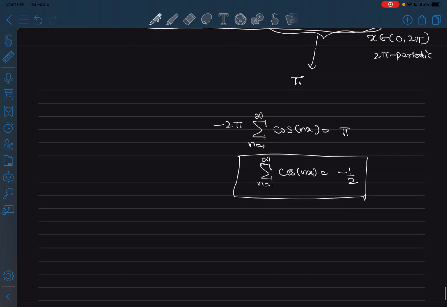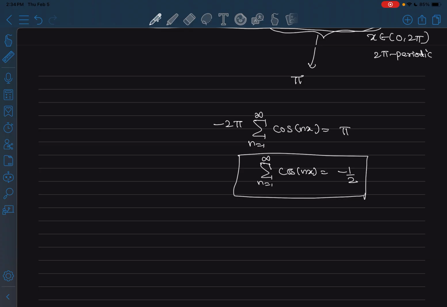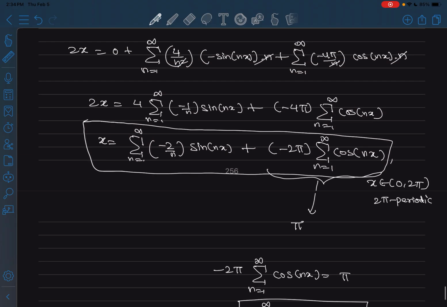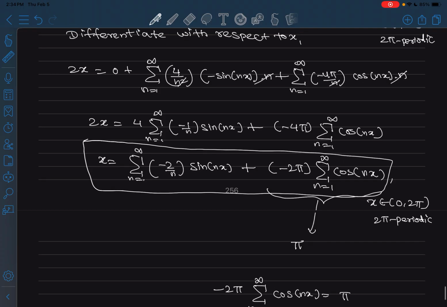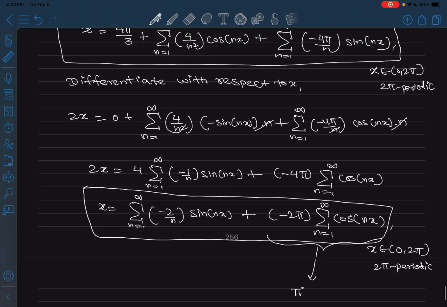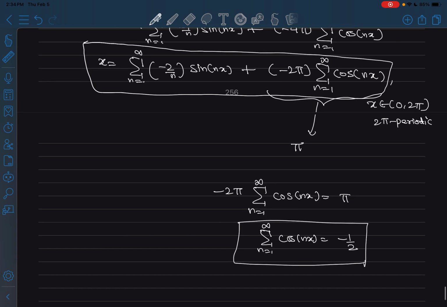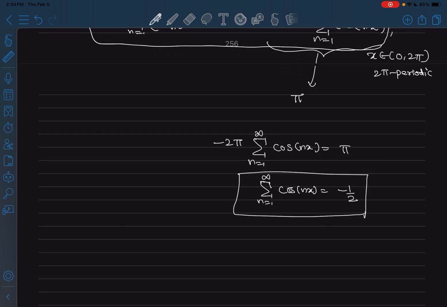But over here, this series is interesting, and we know that this should be true, because we got a series for x by differentiating, and because the series is unique, they should be the same. Otherwise there's some problem with it, right? So there isn't a problem, and this should be true. And if this should be true, notice that over here x should be between 0 and 2 pi, right?